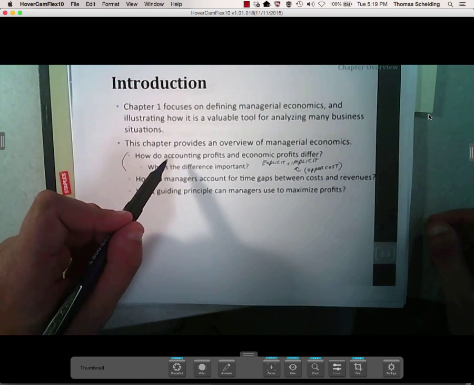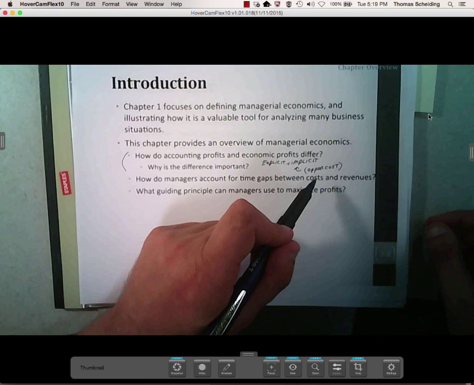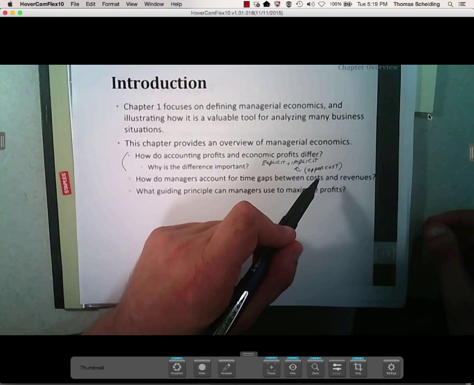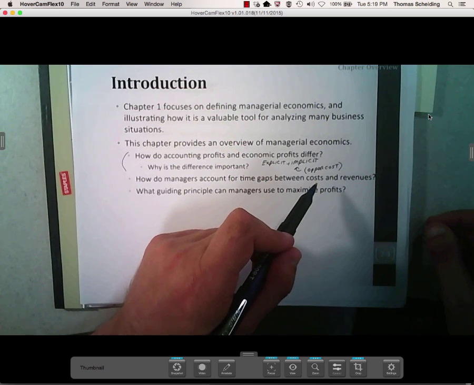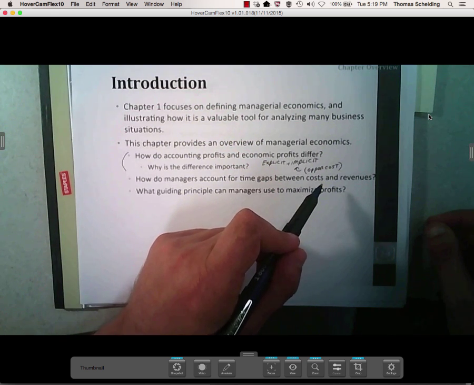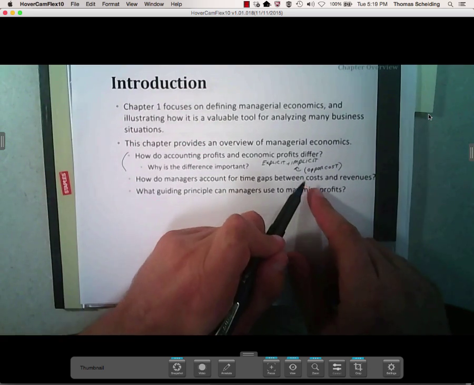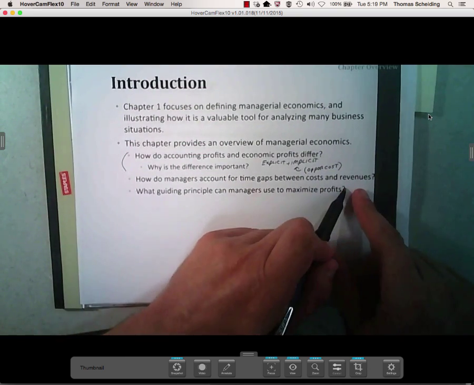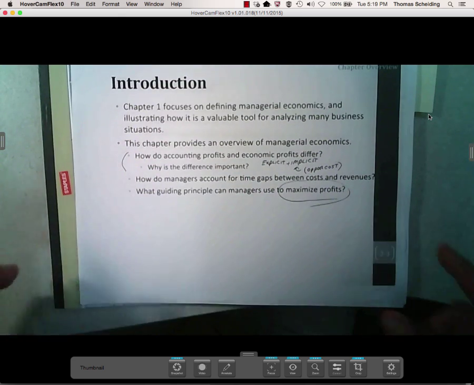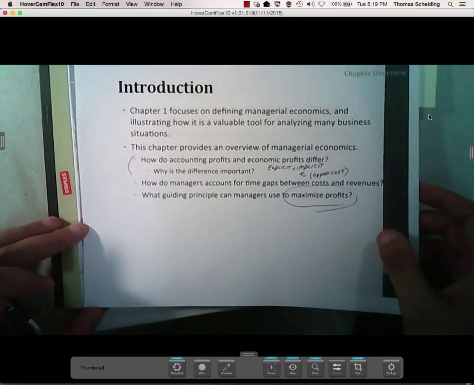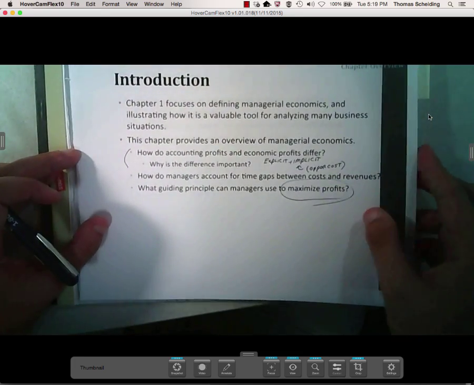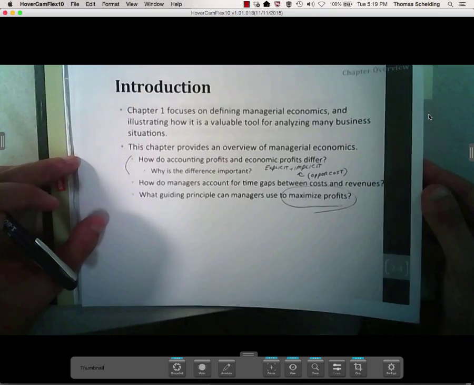So accountants don't take into account the opportunity costs, which economists do. Well, that would be a useful thing that economists could add to how a manager makes a decision. Then, how does that manager account for the difference in time between when they pay out costs versus when they capture revenues? And how can they do all of that to maximize profit? So the whole point of managerial economics is really about how to maximize profits for that firm. Nothing more different than that.